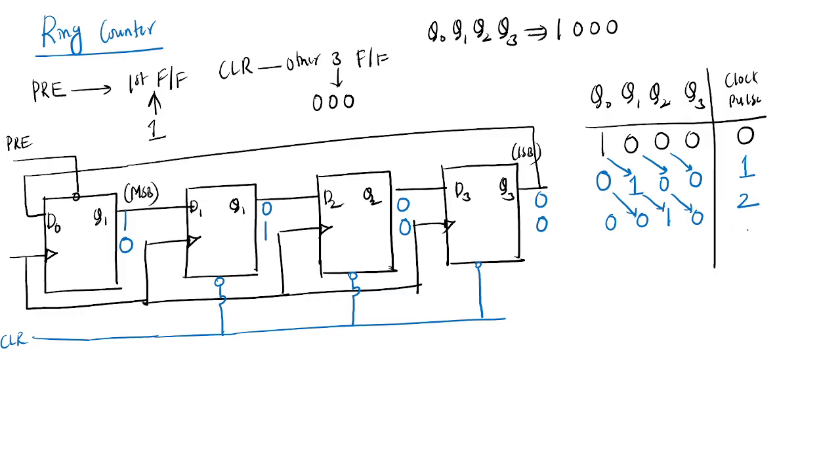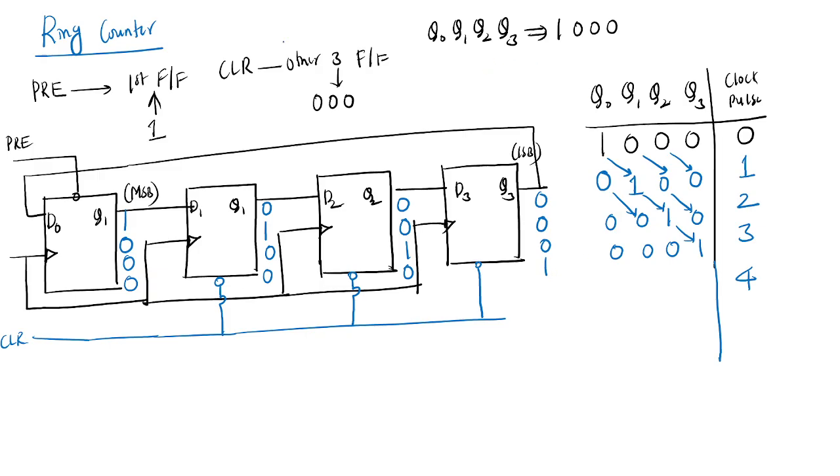At the third clock pulse, what happens? The 1 will move to D3, so this 1 will come here: 0, 0, 0, 1. So at the second clock pulse it is 0, 0, 1, 0, and at the third clock pulse it is 0, 0, 0, 1. At the fourth clock pulse, what happens? Q3 will be 0.